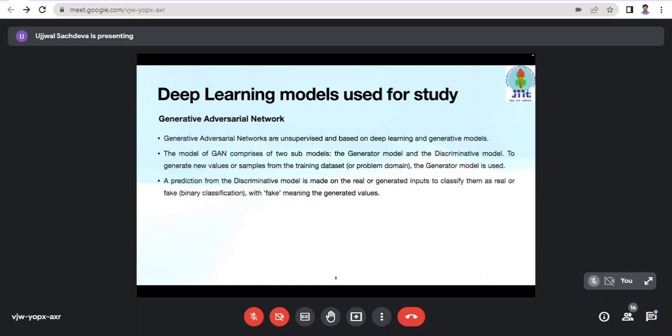The third model which was used for the study was the generative adversarial network. GANs are unsupervised and based on deep learning and generative models. The GAN model comprises two submodels, the generator model and the discriminative model. To generate new values or samples from the training data set, the generator model is used. A prediction from the discriminative model is made on the real or generated inputs to classify them as real or fake, with fake meaning the generated value.